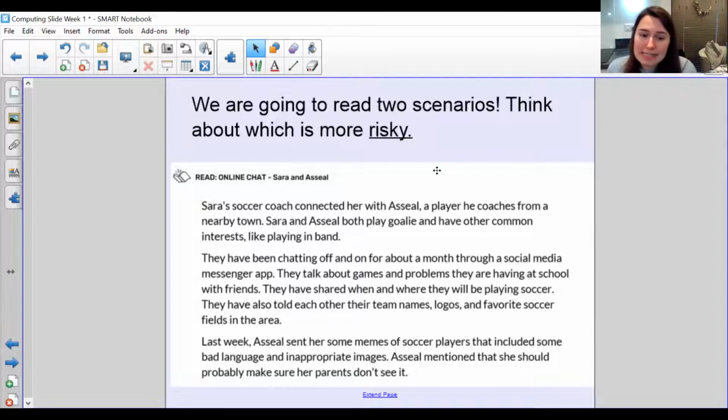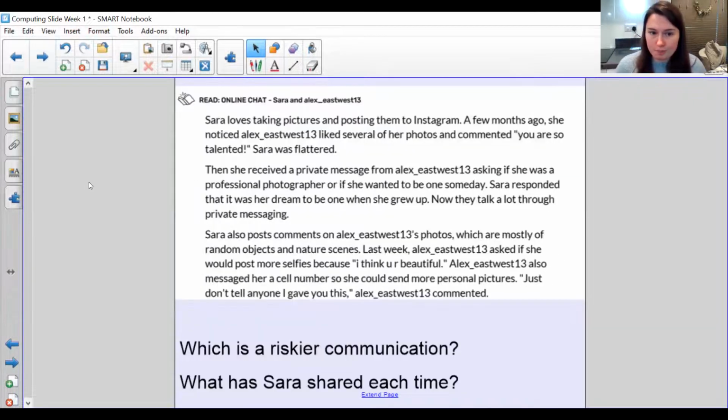Last week, a seal sent her some memes of soccer players that included some bad language and inappropriate images. A seal mentioned that she should probably make sure her parents don't see. So that's scenario one. Here's scenario two.